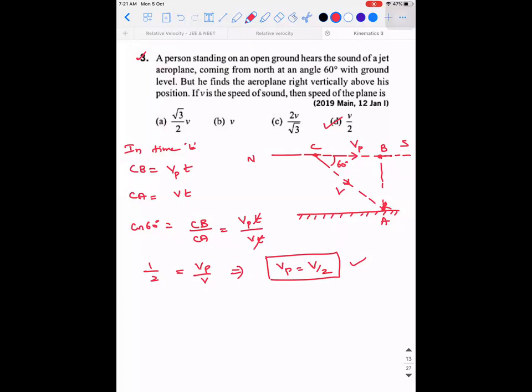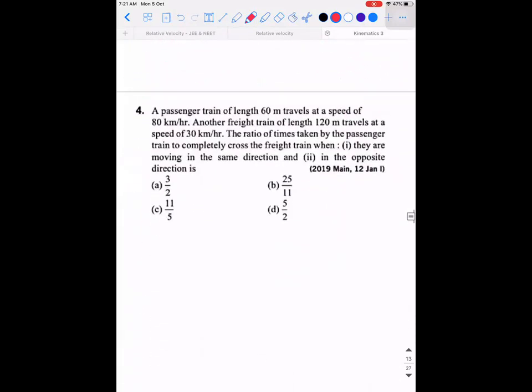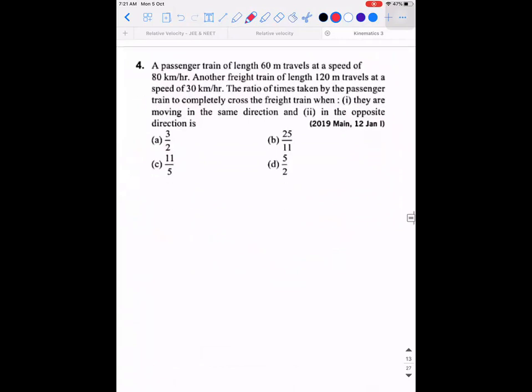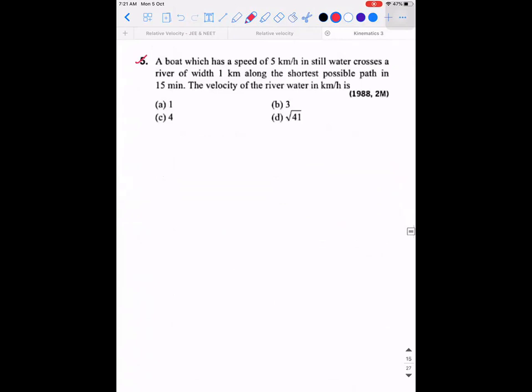I hope it is clear. Yes or no? Yes, sir. So I'm moving on to the next one. Listen. Now try to do this problem, fifth one. You people do it, no? I'll give you 1 minute time.